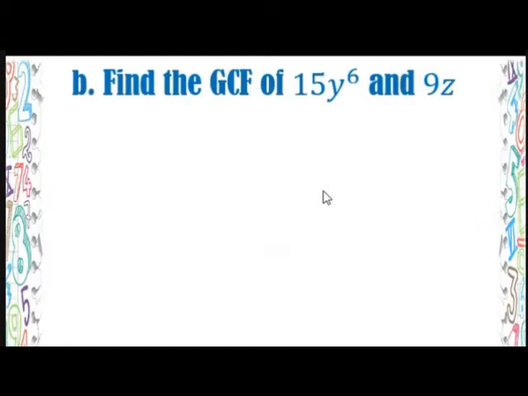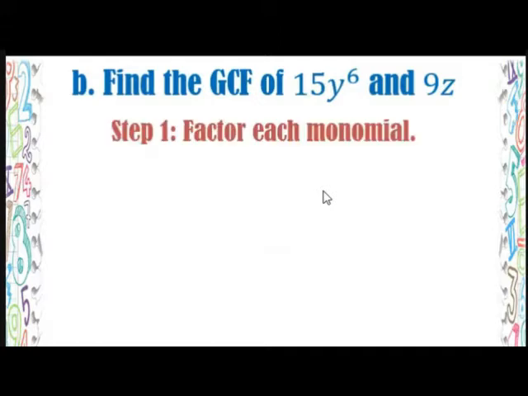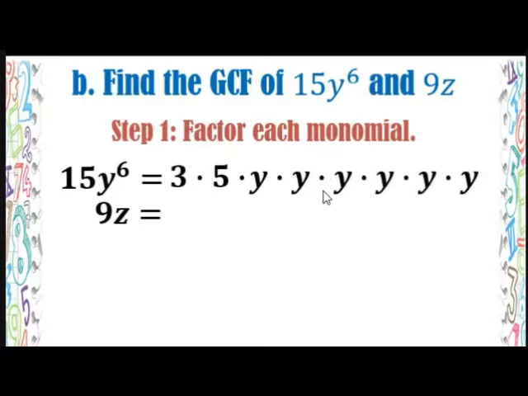Next example. Find the GCF of 15y raised to 6 and 9z. Again, let's factor each monomial. For 15y raised to 6, 15 has factors 3 and 5. And y raised to 6 is the same as multiplying y 6 times by itself. So we have 6 y's. And then for 9z, factors of 9 are 3 and 3. And then we have z.